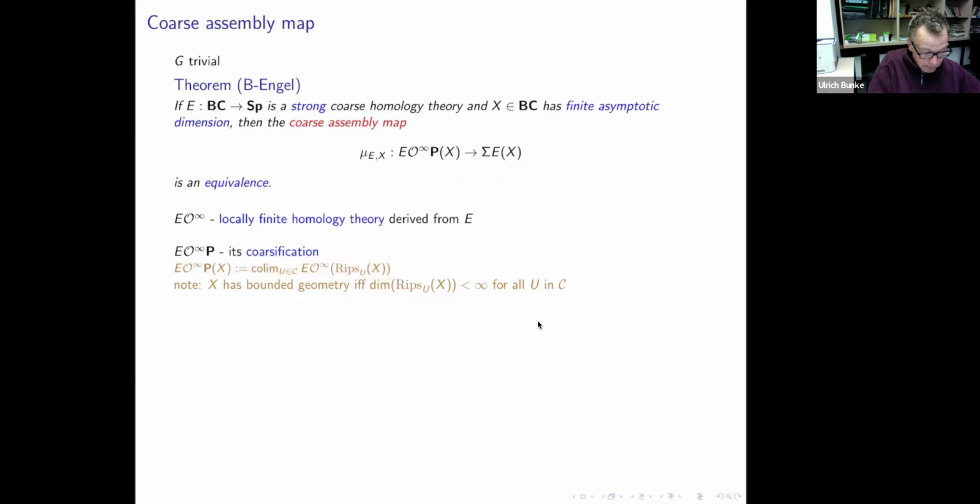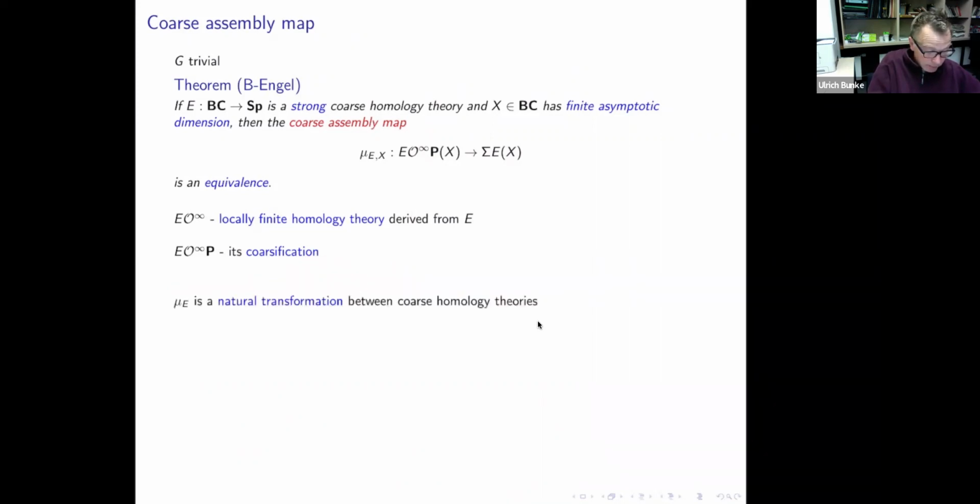And note that if X has bounded geometry, which is if and only if all the dimensions of these Rips complexes are finite, then this is really locally finite homology. But this evaluation is always defined. We don't need finite dimensionality for this Rips complex. But somehow we understand what this is precisely, in the sense of ordinary topology, in this case.